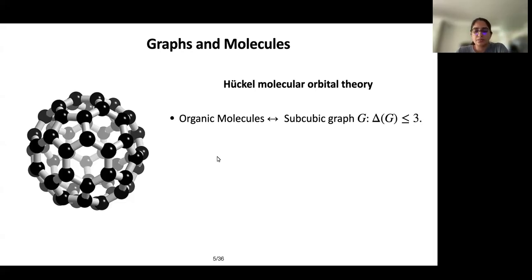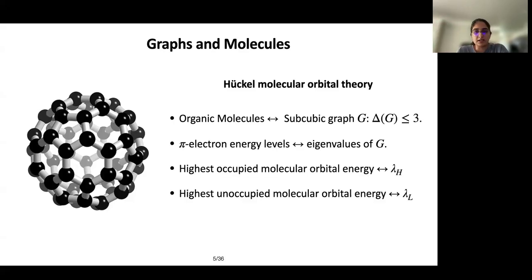So what happens is the pi electron energy levels, this is what chemistry people care about, have a one-to-one correspondence to the eigenvalues of these graphs. By eigenvalues, again, I mean the adjacency eigenvalues.